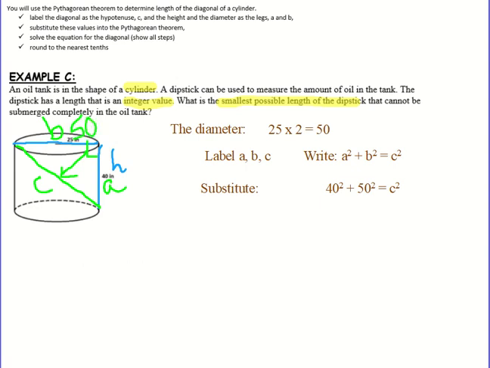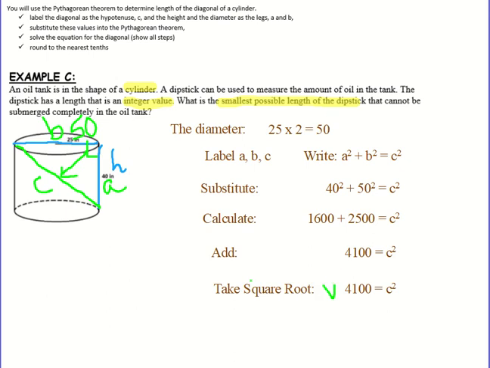So I substituted those values in. 40 squared plus 50 squared equals c squared. Now I'm going to evaluate those squares. 40 squared, 40 times 40 is 1600. 50 squared is 50 times 50 is 2500. Now I'm going to add those two numbers together and I get 4100. Then I take the square root of both sides. When I take the square root of both sides, I get c is equal to 64.03 approximately.